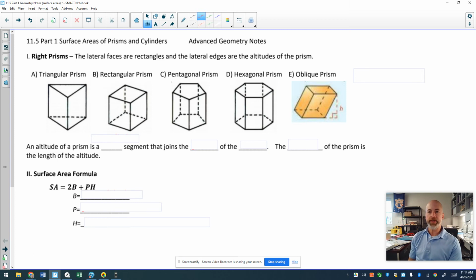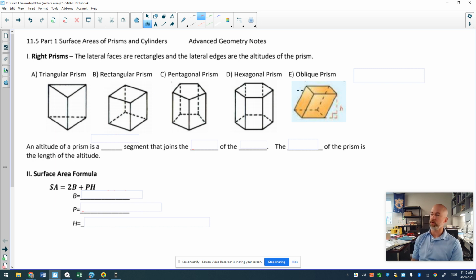Hey, looking on to the next part of chapter 11, which is getting into measuring things like surface areas and volumes of different three-dimensional solids. And today we're going to talk about surface areas of prisms and cylinders. And we've already talked about the different names for prisms and how you can look at prisms.